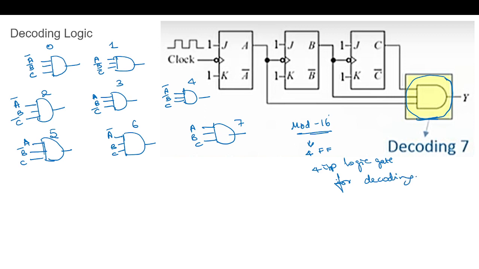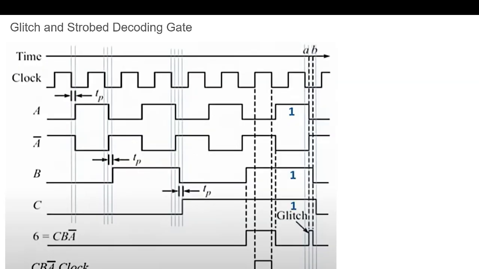Next, we will see how we can remove this glitch. There is an occurrence of glitch, so how can we remove the glitch using the decoding logic? So this is normal, like without, and this is with glitch. This is the decoding logic removing the glitch. How does this glitch occur? It occurs in the asynchronous counter, and asynchronous counters are also called ripple counters.